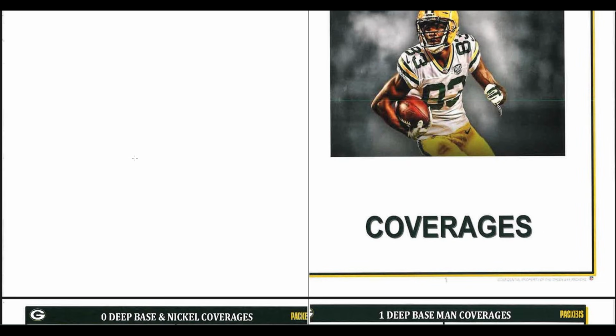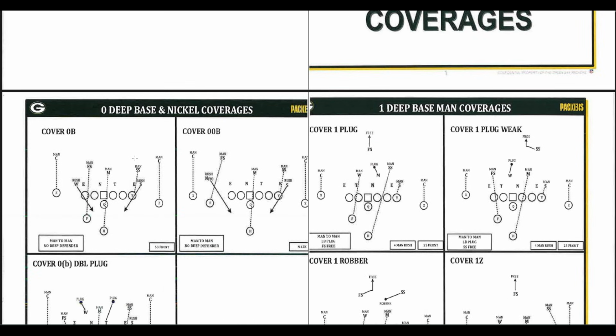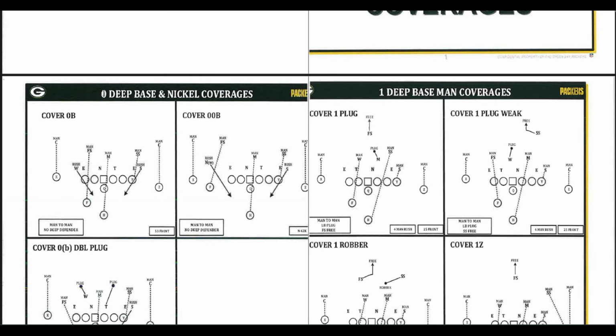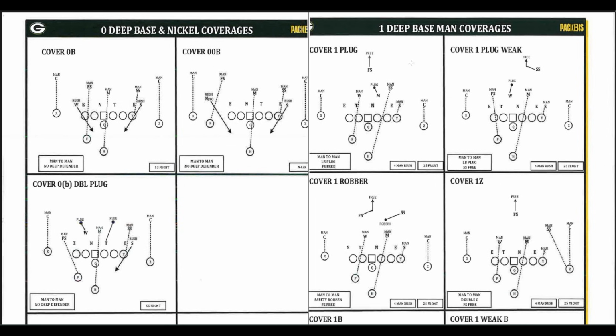Now we're on to the coverages. It's very, very simple. You've got your cover zero and your nickel coverages. Look at one deep base man. So cover zero, obviously, they're man-to-man across the board. They're sending extra rushers, right? So you've got 6 guys rushing in this situation. What they do to differentiate between base and nickel is they just add an extra figure, right? So we got cover 0B.